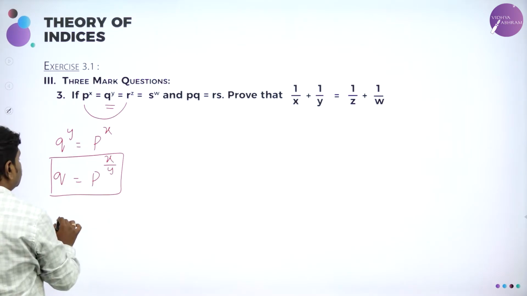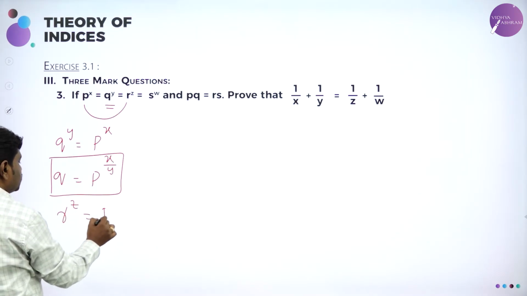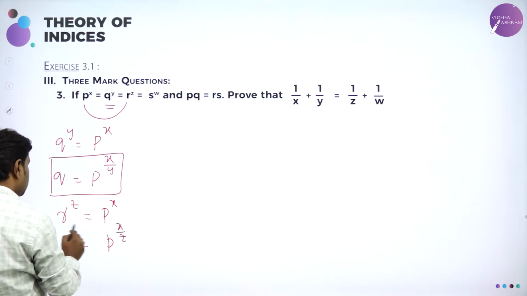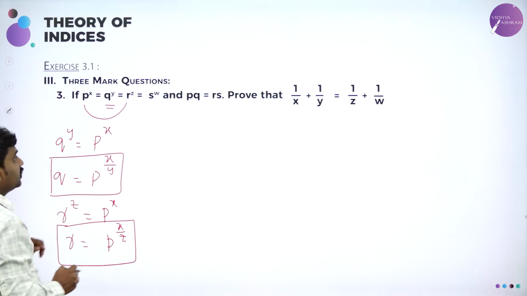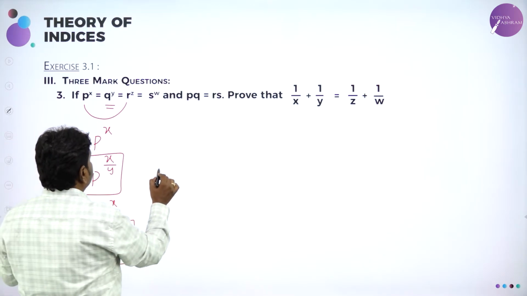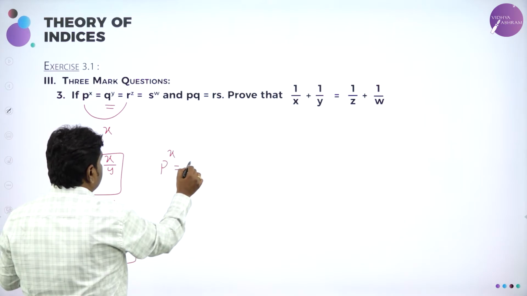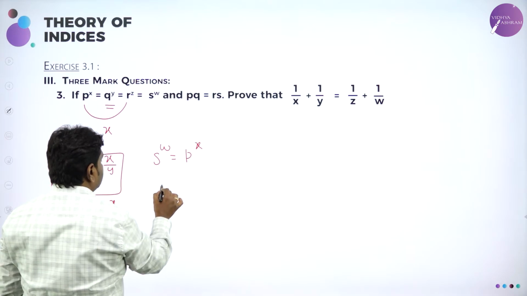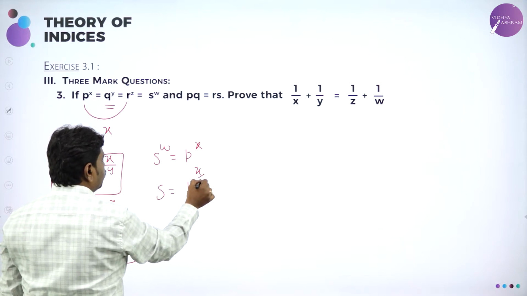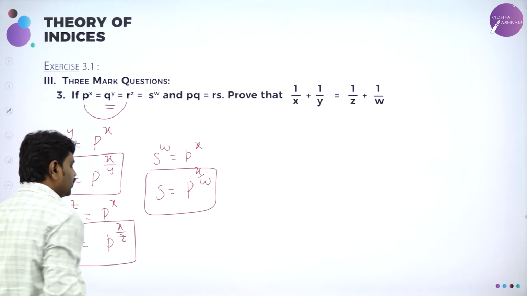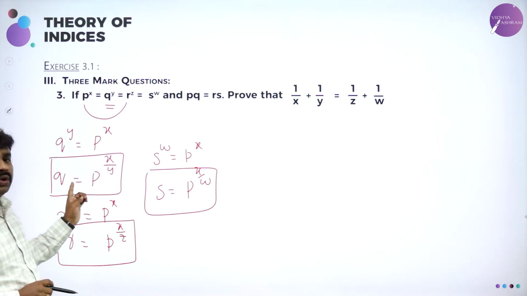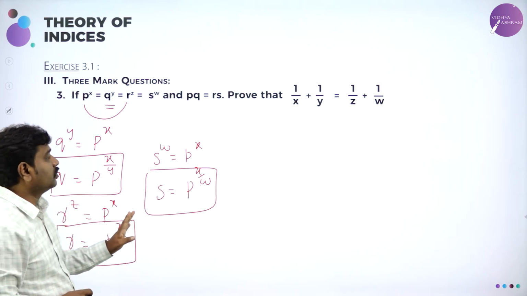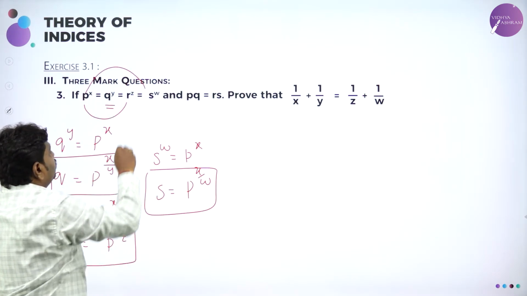Equate these two. That is r power z is p power x. r is p power x by z. You got r also in terms of p. Then take s. So p power x is equal to s power w. S power w, you take it as what? p power x, and get s. s is what? p power x by w. So now you got all the values in terms of p. q, p power x by y. r, p power x by z. s, p power x by w.